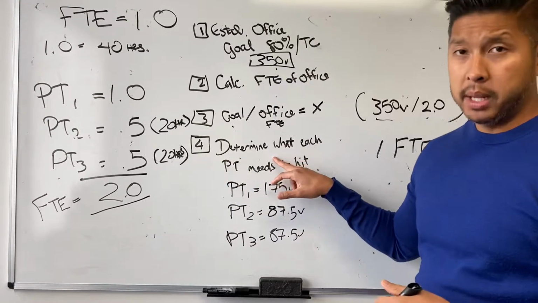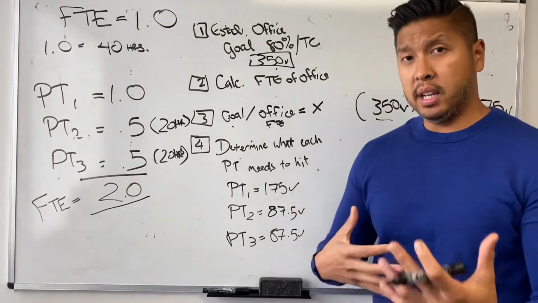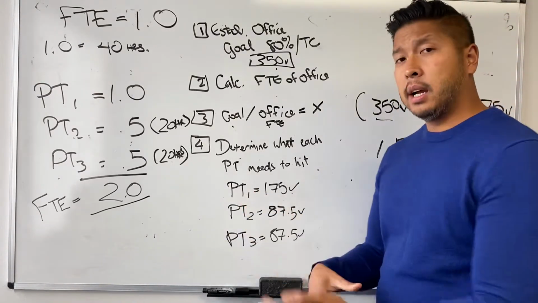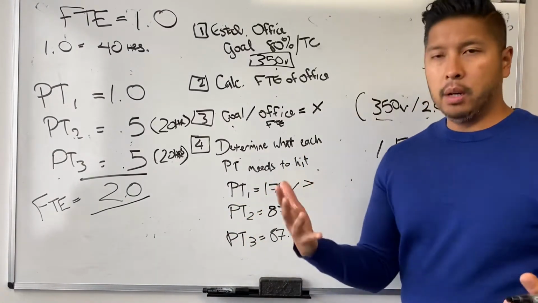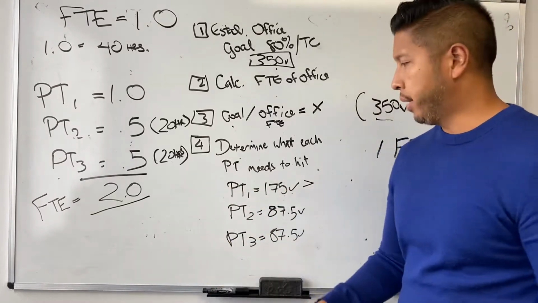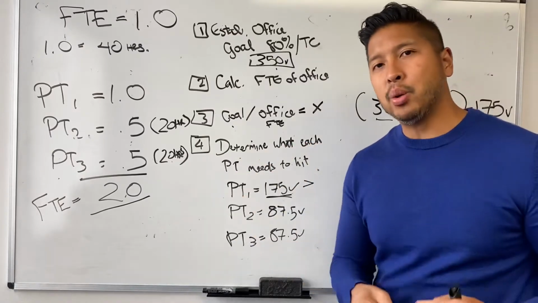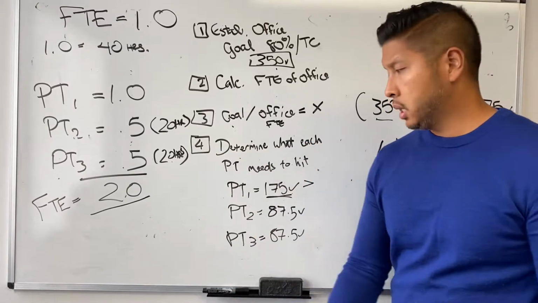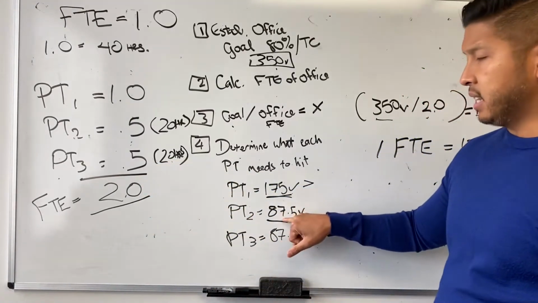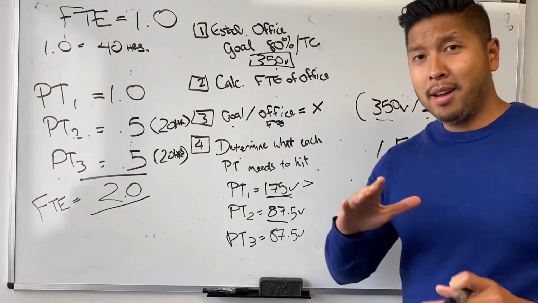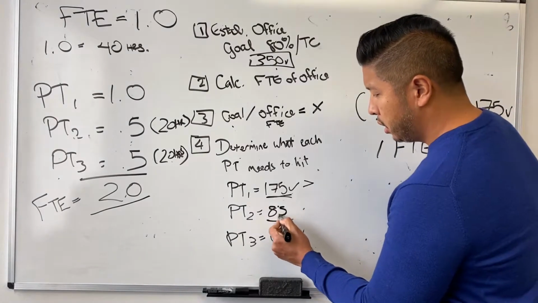Now you're going to determine what each therapist in the office needs to produce in order for us to hit our goal, okay? So the full-time therapist has to hit 175 visits. Anything beyond that, for us, is profitable, but let's not go there. The simple purpose of this is to allow your team to see what they have to do exactly to hit the goal of the office. PT number 2, the per diem person who's working 20 hours a week, has to hit 87.5 visits. Now, I don't like that 87.5, so I'm going to round it up to 88.